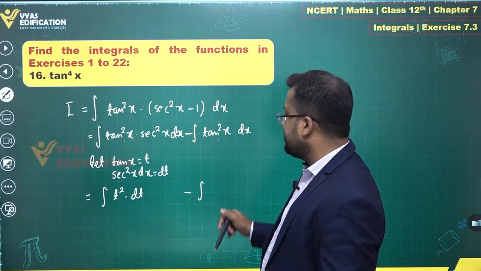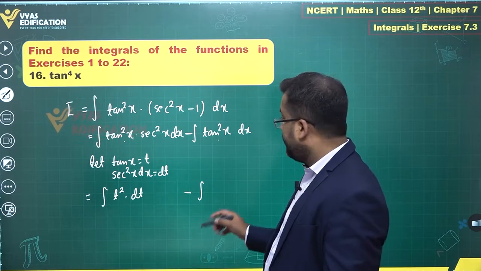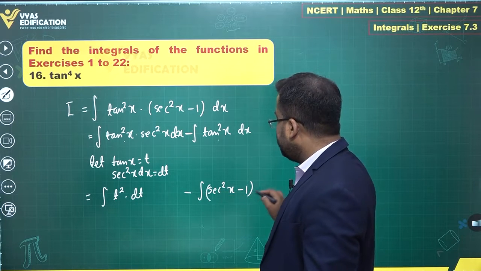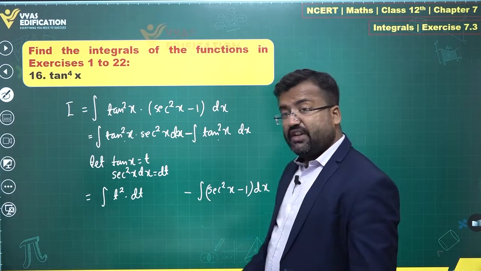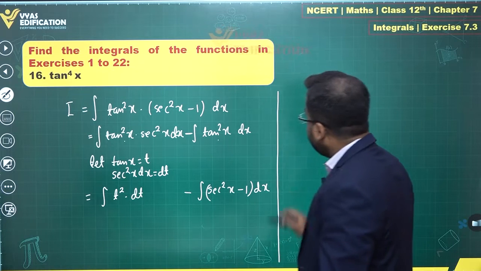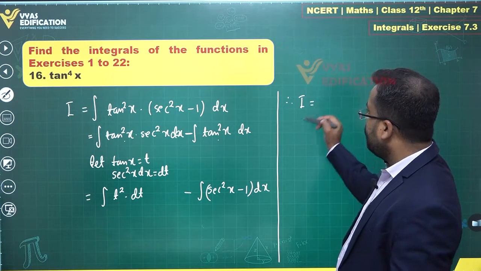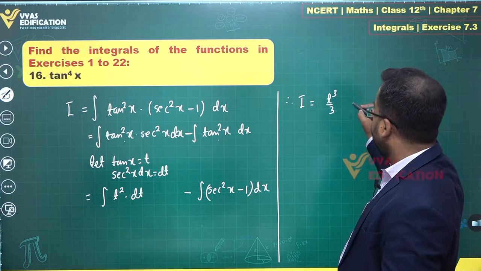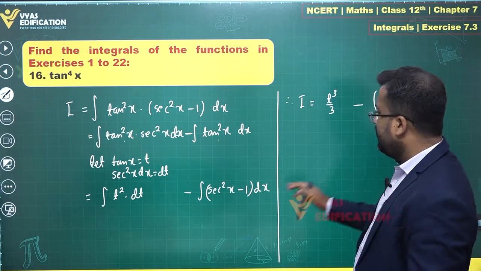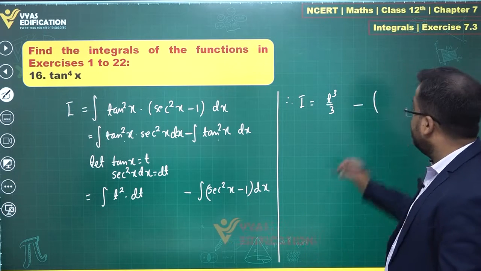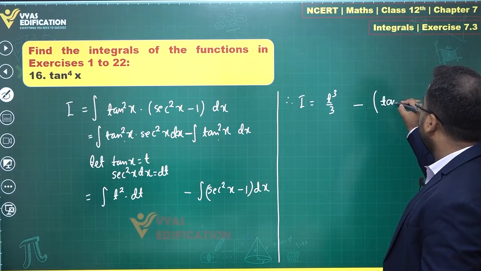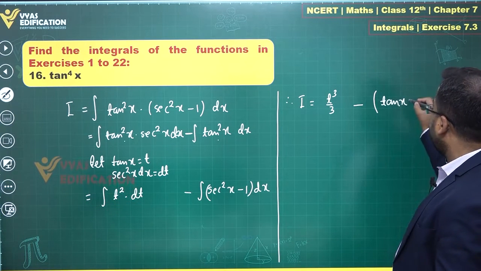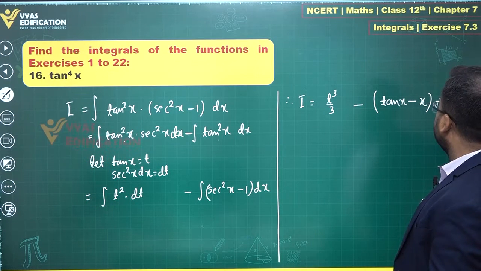I'm not substituting anything over here. Tan square x is actually sec square x minus 1, and this is very easy to integrate. So therefore I is equal to the integral of t square, which is t power 3 by 3, minus, what about this one? The integral of sec square x is tan x. The integral of this one is x, so tan x minus x, plus a constant of integration.